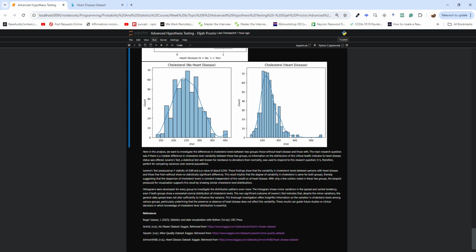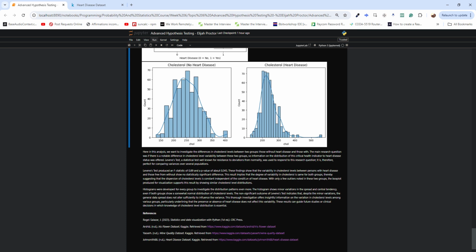And so we used our Levene's test to answer our research question. The test results showed an F statistic of 0.89 and a p-value of approximately 0.345, and this indicates that there is no statistically significant difference in variability of cholesterol levels between the two groups, and this suggests that the dispersion of cholesterol levels is similar regardless of whether or not they did or did not have heart disease.